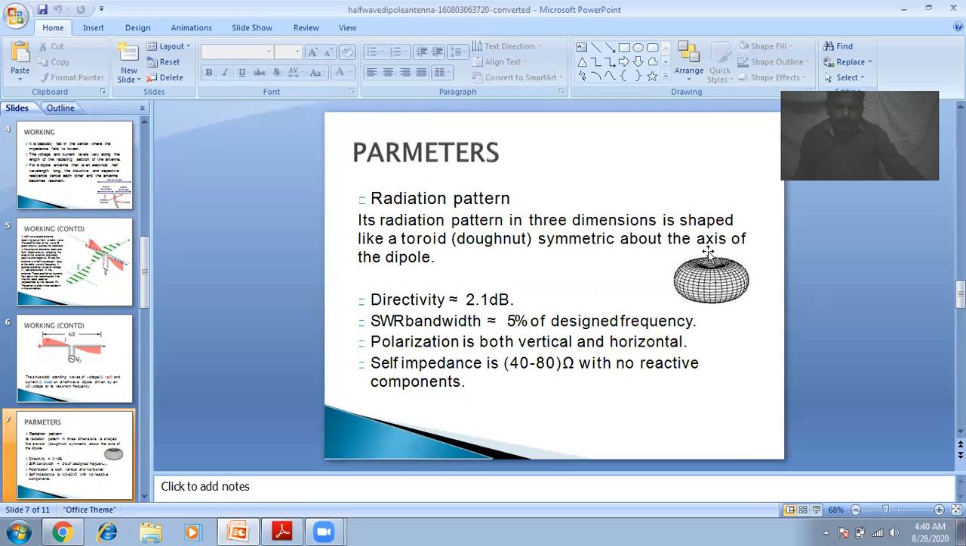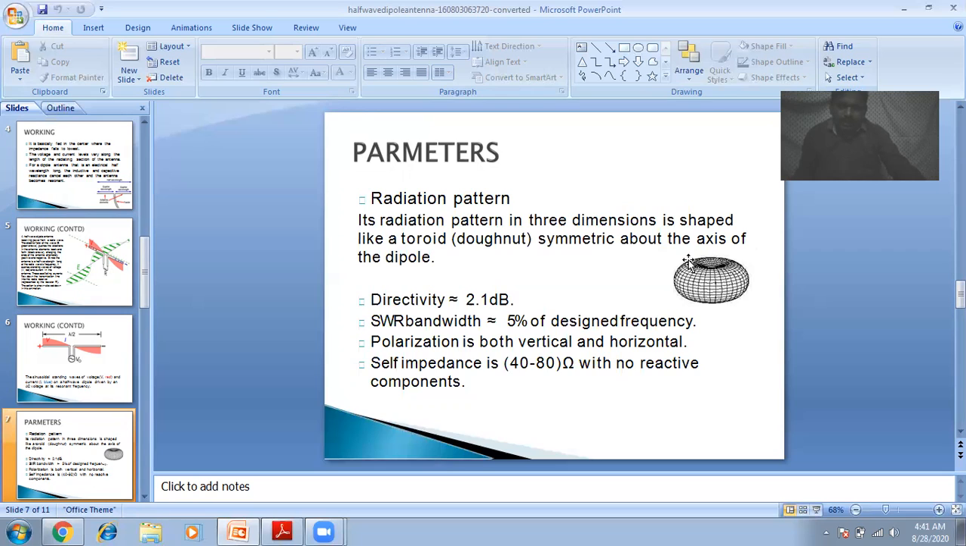Assume this half-wave dipole antenna is at the center. Around the antenna, there is this type of distribution of the electric field. So the distribution of the electric field and magnetic field around this antenna is seen as this type of pattern. So it is an omnidirectional pattern.